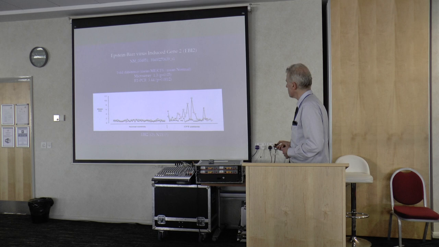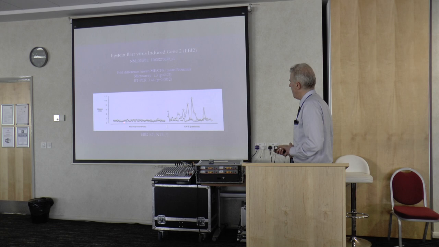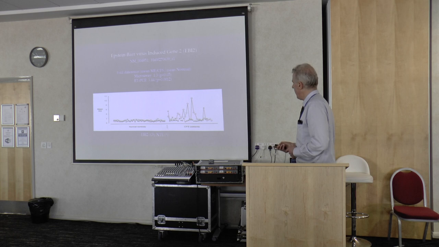You can see the levels in normal controls. This is for two genes, by the way, EBI2 and the neuropathy target esterase with the asterisk, but you can ignore that. So basically, EBI2 shows very low levels across all these normal blood donors, and in approximately 50% of the ME-CFS patients, it was raised, and markedly so. And this is highly significant.